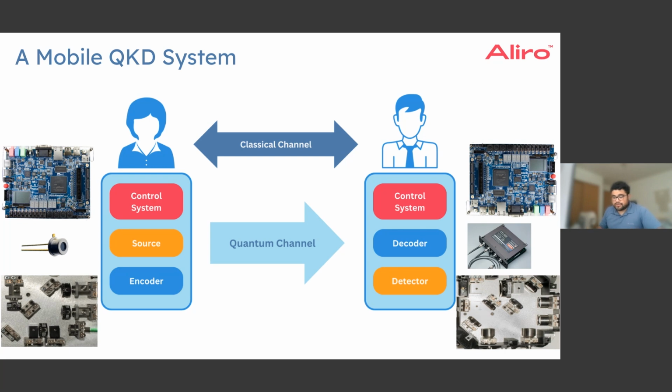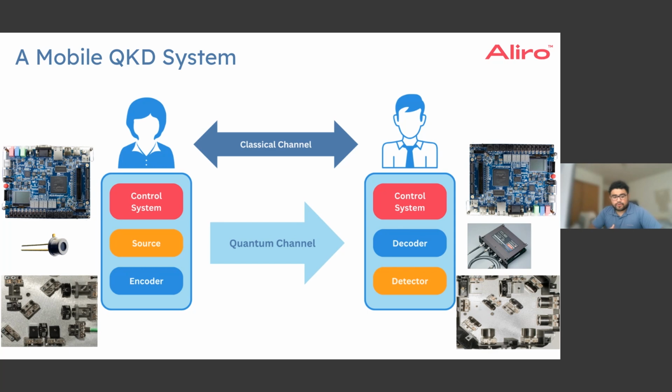In most demonstrations, they use lasers to generate their quantum states. However, lasers often require bulky temperature controllers and high amounts of power. Resonant cavity LEDs present themselves as an ideal candidate because they're small and require very little power while still outputting significant amounts of light. And that's the source that we use in our QKD system.